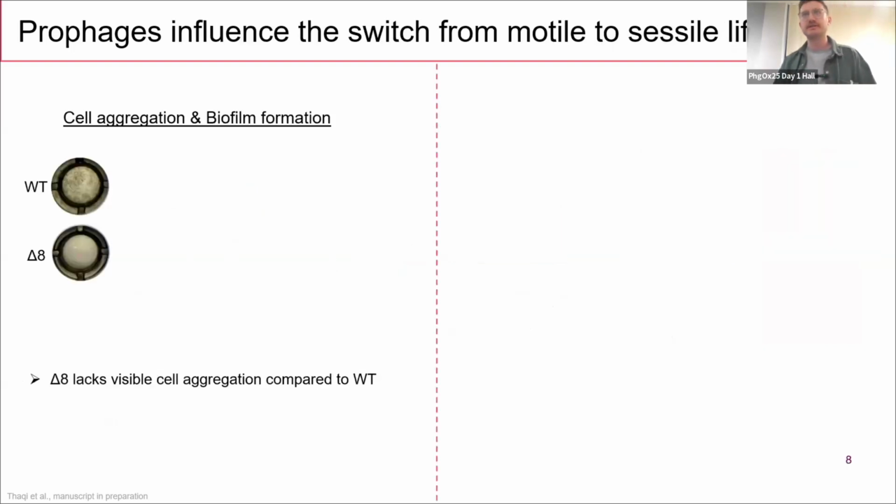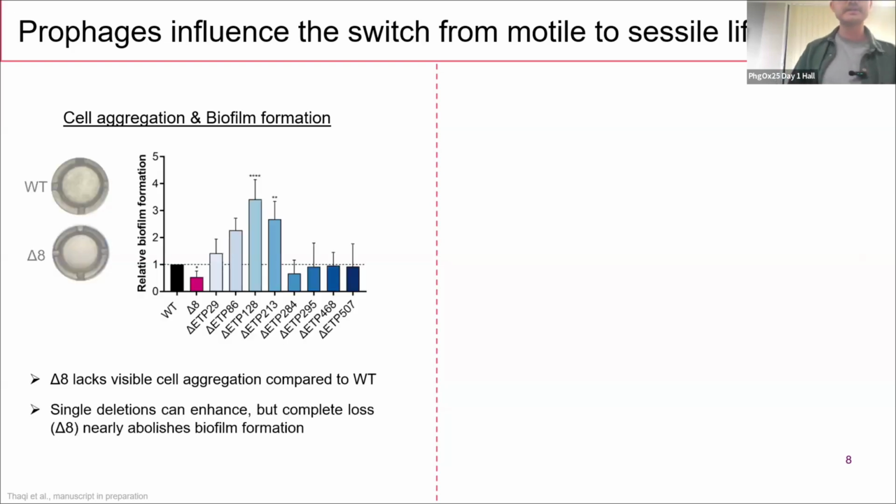Next, we looked into the different lifestyles of bacteria, basically by looking into biofilm formation and motility. We found that wild type, but not delta 8, was able under our test conditions to form cell aggregates, with aggregation being an early step in biofilm development. And this is then also reflected in the biofilm formation assays, where we've seen that the biofilm formation is significantly reduced in the delta 8 strain, while single prophage deletion mutants rather again showed mild effects or even contrary effects to the delta 8 strain.